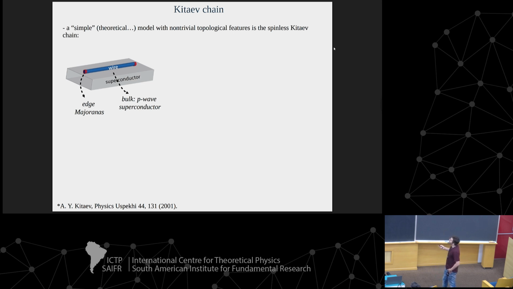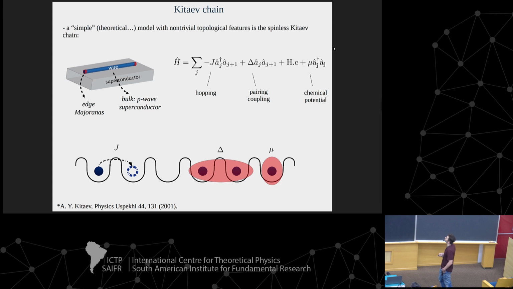Depending on how these pairing correlations are induced in your wire, if they are strong enough, you would have the superconductor appearing in your wire, but with the non-trivial property that at the edge of your wire you have these different particle excitations, the Majorana fermions appearing at the edge of your system. So the Hamiltonian is very simple: an effective model for the wire, which is just a one-dimensional spinless chain.